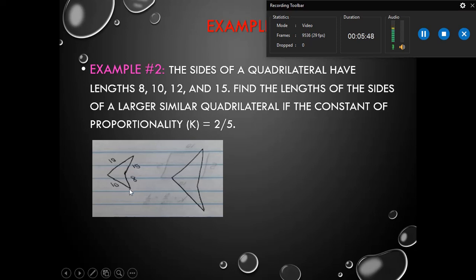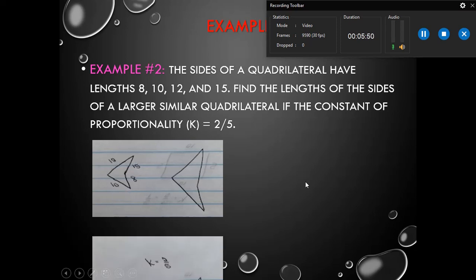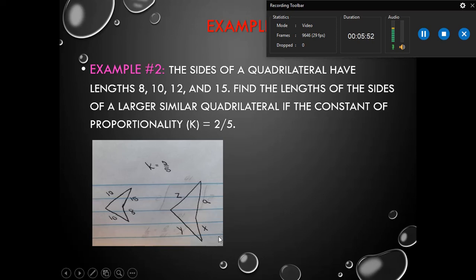I labeled all my smaller figure sides. And then I gave the variables on the bigger figure, as well as my scale factor k. So I'm going to start by solving for x. I'm going to start my proportion with my scale factor 2 to 5. And because 2 is on the top, we want to start with the smaller figure on the top. 8 is to x. I'm going to cross multiply to solve these, but you can see the multiplier.